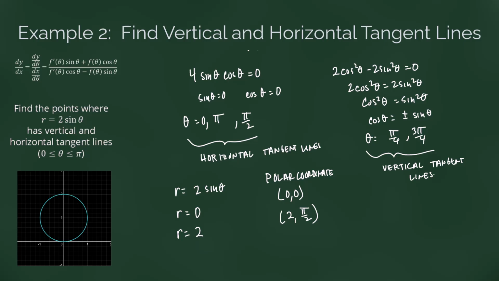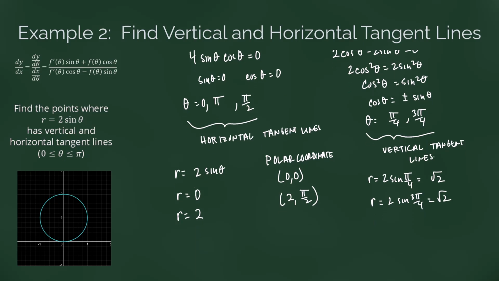When theta is pi over 4, r is going to be 2 times the sine of pi over 4, which is going to be, the sine of pi over 4 is root 2 over 2, so we get square root of 2. And when theta is 3 pi over 4, we get 2 times the sine of 3 pi over 4, which is also root 2.